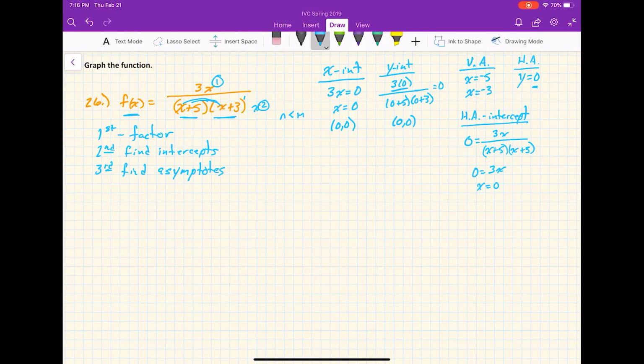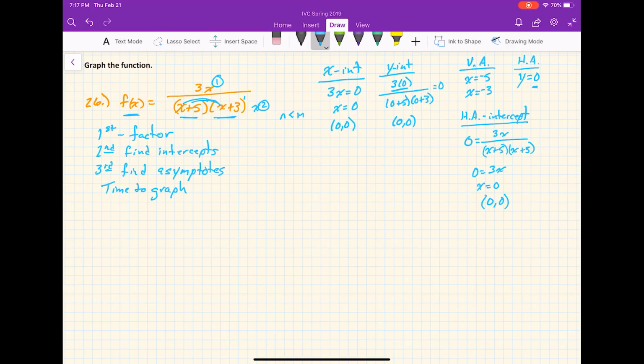So we're going to have (0, 0), which is kind of cool, but it's a bummer at the same time, and I'm going to show you why. Because now that we have all this information, we can start graphing. So time to graph.